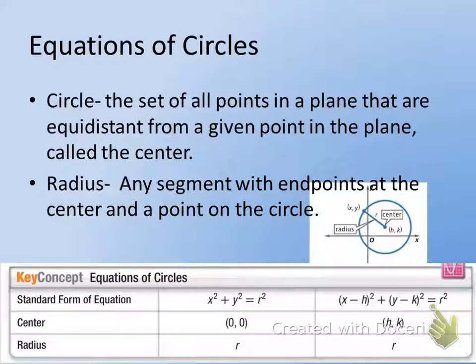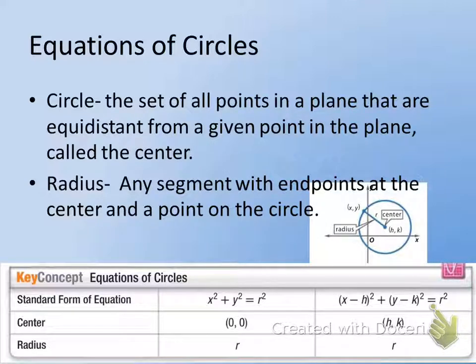Equations of circles. A circle is defined to be the set of all points in a plane that are equidistant from a given point in the plane, which is called the center. A radius is any segment with endpoints at the center and a point on the circle. Hopefully we all know that. If not, there's your refresher.